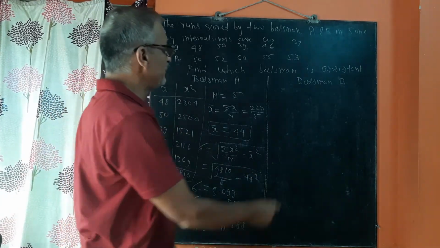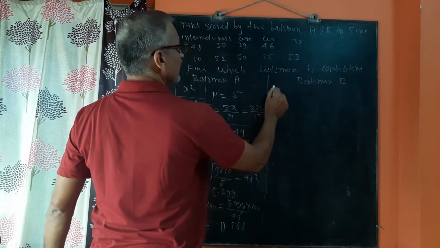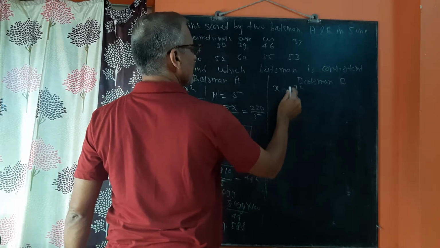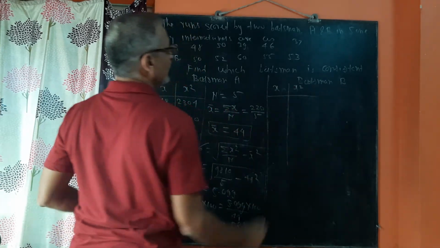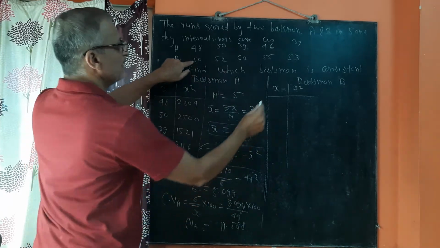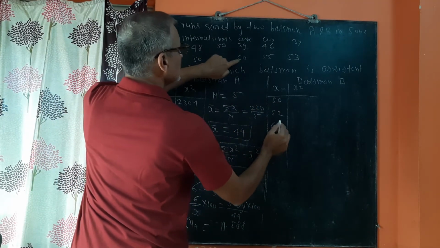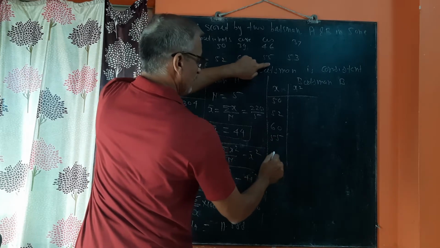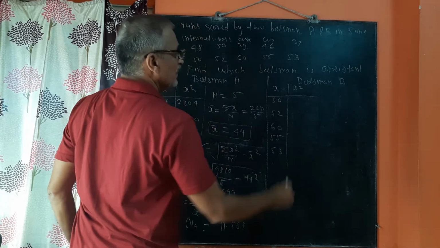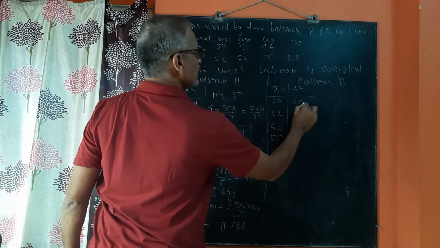Now let us find the CV of B. I write here again x and x square. The runs scored by batsman B are 50, 52, 60, 55 and 53. X square: 50 square means 2500.